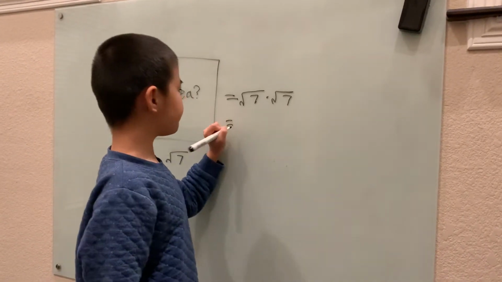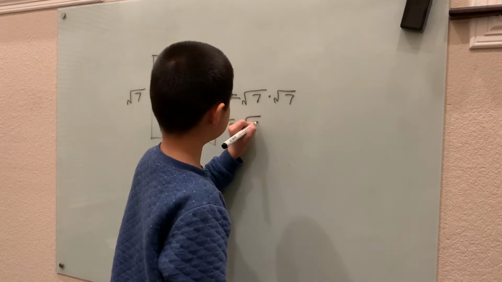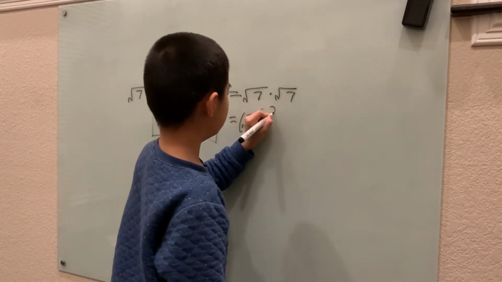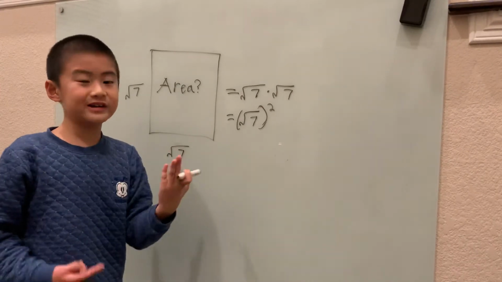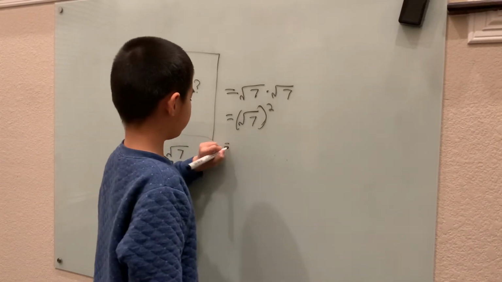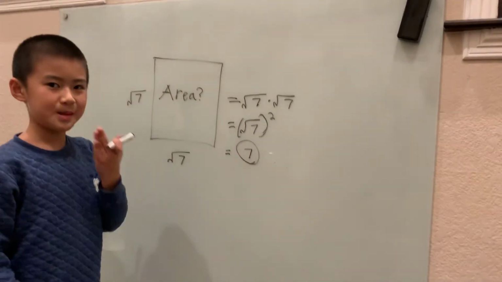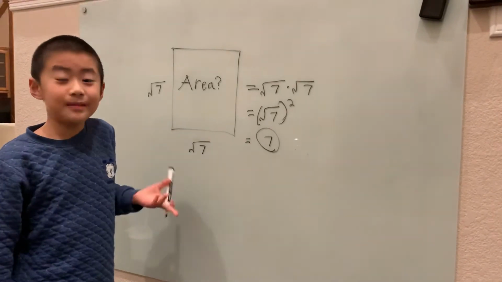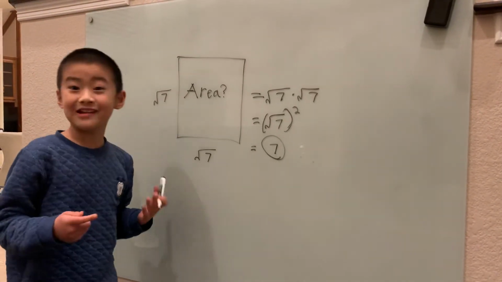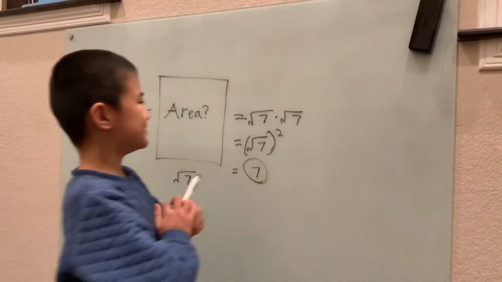And now, multiplying the square root of 7 by itself, we just have the square root of 7 squared. And of course, we know the square root of a number squared is just that number. And that has area 7. That's pretty cool. We can't find the side lengths and then multiply them, but we actually can find the area of that square. Pretty neat.